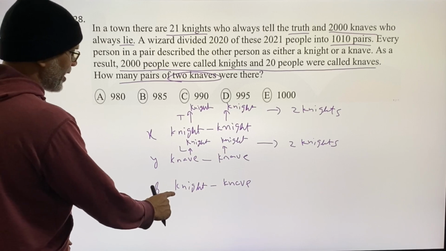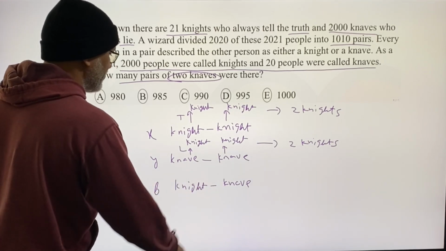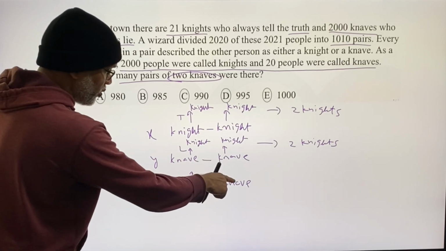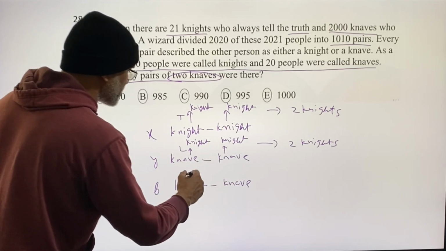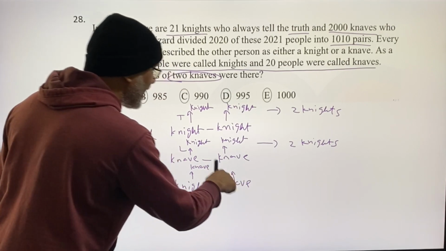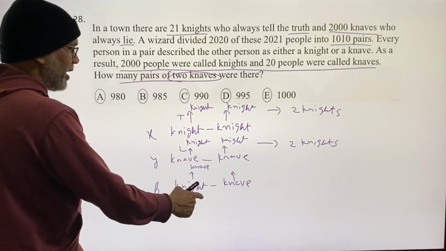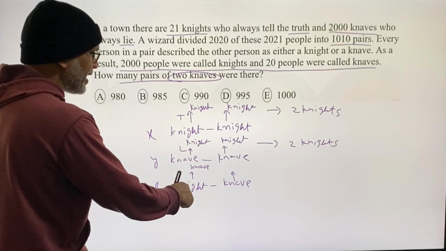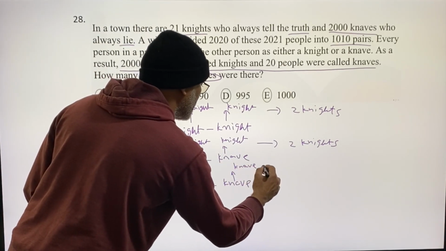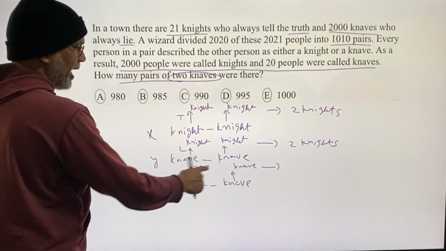How about this pair where there is both a knight and a knave? The knight is going to tell the truth, so he's going to say that the other person is a knave. But the knave is going to lie, and even though the other person is a knight, he is going to say the other person is a knave. So here I get two knaves.